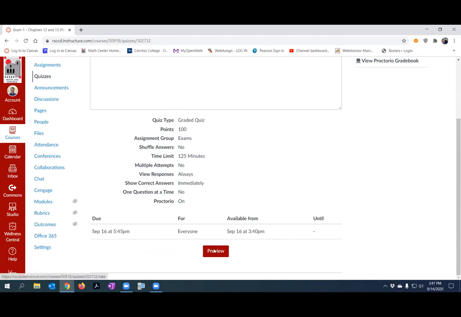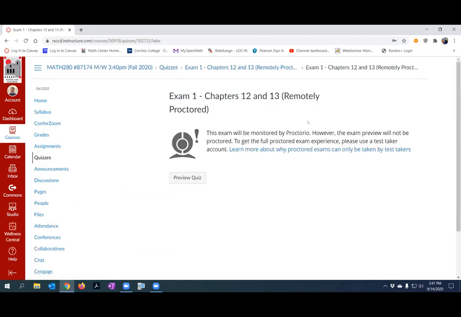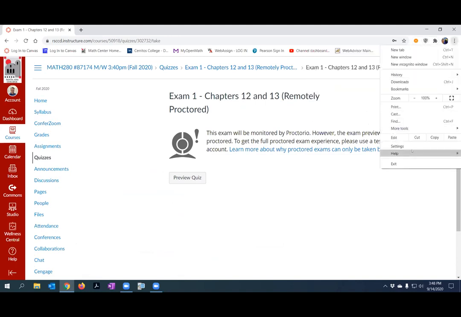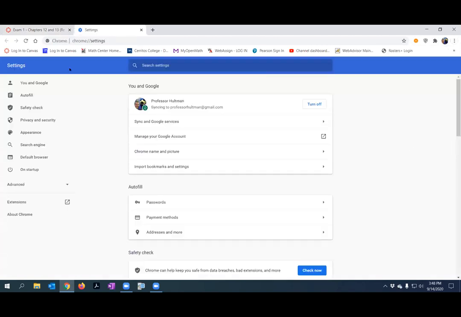Okay. So this is gonna monitor you while you take your exam. Okay, and you're gonna have to use Chrome. Make sure you have the Proctorio extension enabled. Just go to extensions, settings here, and then go to extensions. Not settings, sorry, it's more tools. It should be more tools.